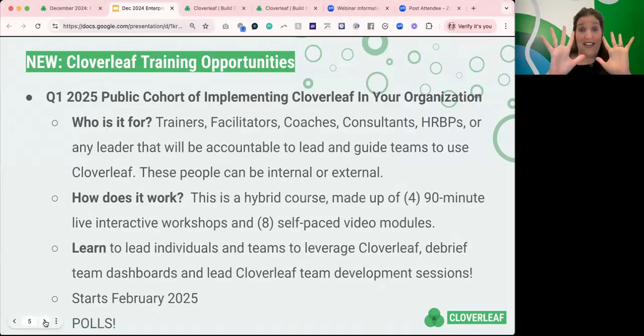If you are interested in finding out more information about any of these things, we're going to put up a poll right now. All you have to do is check off the things you are interested in, and you can check off more than one thing. So you don't have to pick one. If you're interested in manager workshops and team development sessions, or in implementing Cloverleaf in your organization, you can check off more than one. Just let us know, and we'll get that information to you.